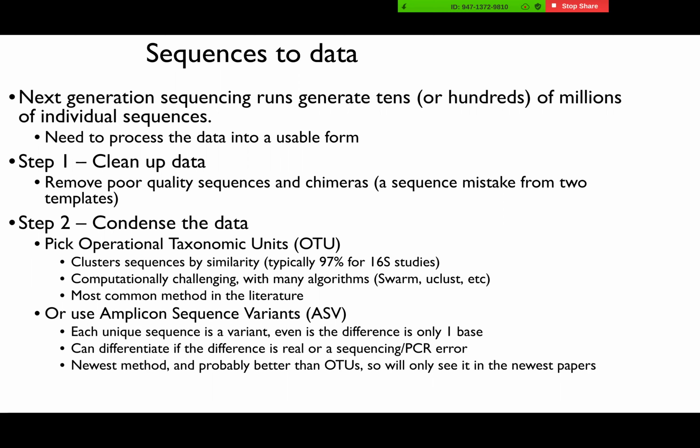Once you do that, you condense the data. You have to call a species level definition. And the way we do this for microbes, and the way we've discussed slightly in this class, is picking what we call operational taxonomic units, or OTUs. Now, the way this works is you cluster them based upon sequence similarity. And the sequence similarity is typically 97% sequence identity.